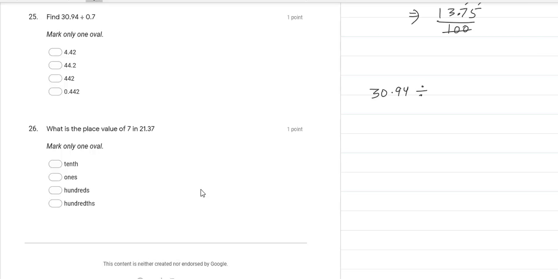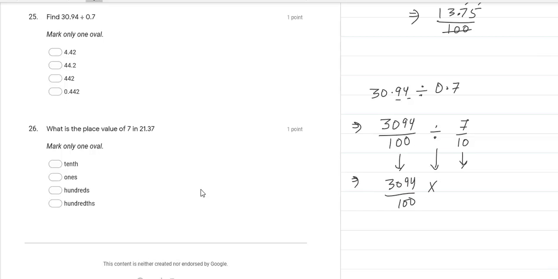Now question 25 is 30.94 divided by 0.7. So write it in normal form first, remove decimals. When we remove decimals, in this case 1 will come, then there are 2 digits after that, so we will have 2 zeros, divided by 7 upon 10. Now for division, same process. First number as it is, we make this division into multiplication, and at the same time we take the reciprocal of the second term, it becomes 10 upon 7.